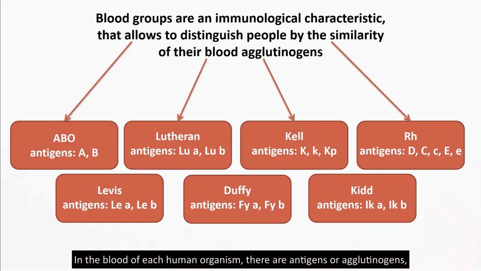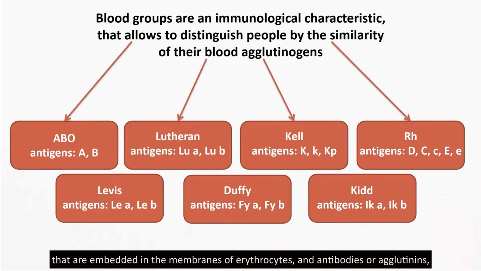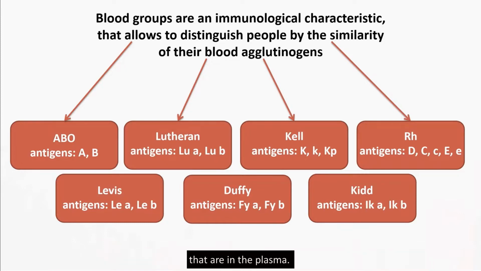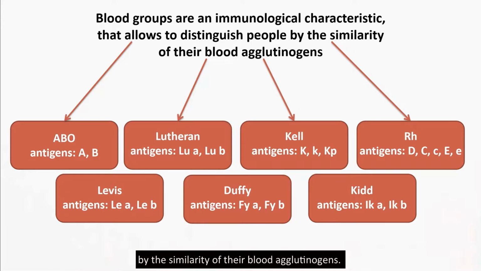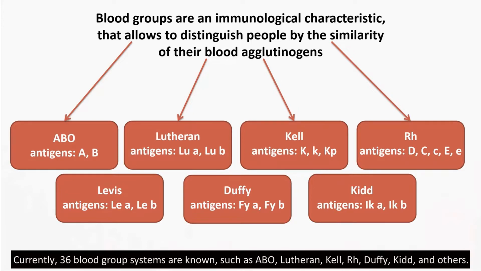In the blood of each human organism, there are antigens or agglutinogens that are embedded in the membranes of erythrocytes and antibodies or agglutinins that are in the plasma. Blood groups are an immunological characteristic that allows to distinguish people by the similarity of their blood agglutinogens. Currently, 36 blood group systems are known, such as AB0, Lateran, HEL, Rhesus, Diffie, KID, and others.